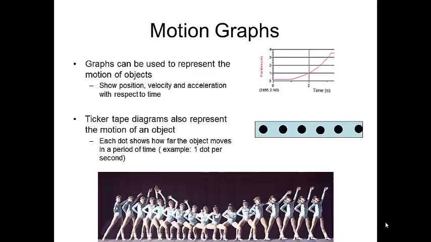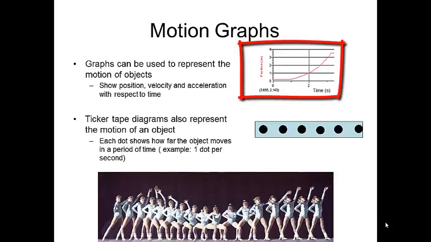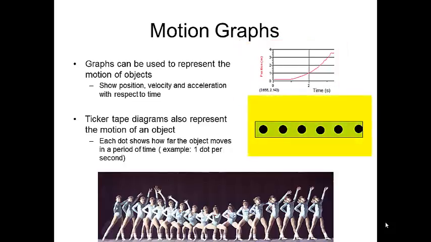We've got the graph with respect to time, where position, velocity, acceleration are on the y-axis, and it shows how the motion goes over time, or something called a ticker tape, which is basically a series of dots, and you kind of have to imagine that the dot happens once every second, and it shows where that object would be if it was leaving a dot every second or so.